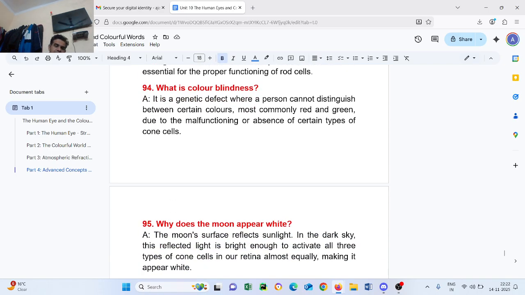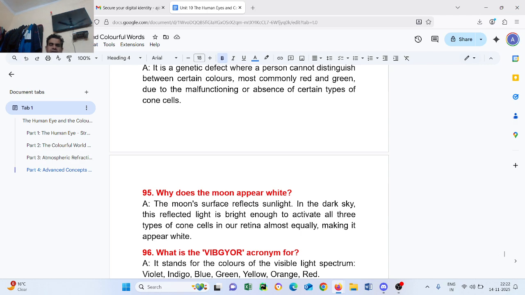Question number 95. Why does the moon appear white? The moon's surface reflects sunlight in the dark sky. This reflected light is bright enough to activate all three types of cone cells in our retina almost equally, making it appear white.